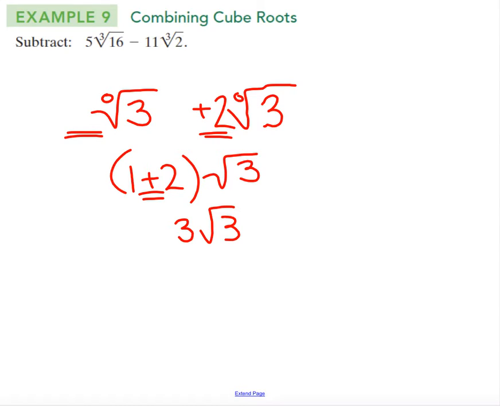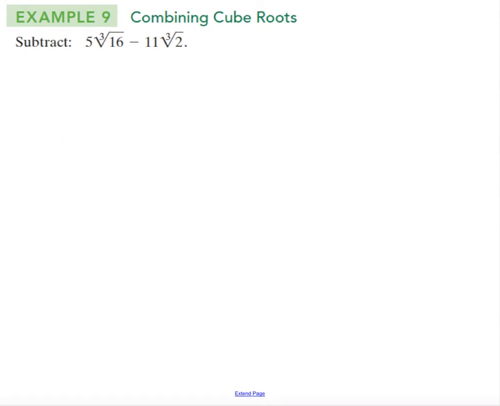Now we're going to go ahead and change it. We're going to increase the root. We're talking cube roots. So these are considered like radicals, but they don't have the same radicand. They're both not the same number underneath the radical. So we have to maybe do some simplifying first. So let's go ahead and simplify these radicals down.